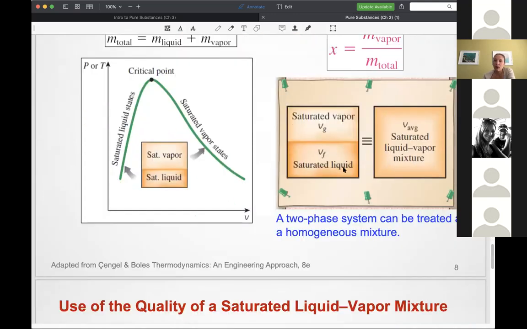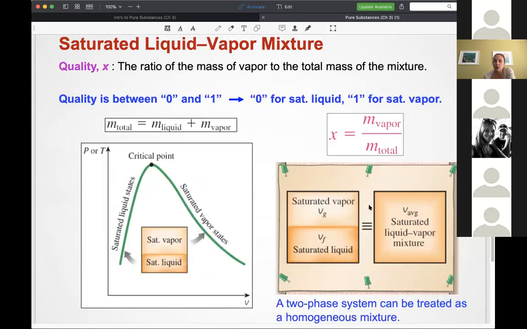And here's another way to visualize it. You have some sort of saturated vapor, you have some sort of saturated liquid. You're looking at your overall system like this. And one way you can look at either liquid or vapor is to use quality.